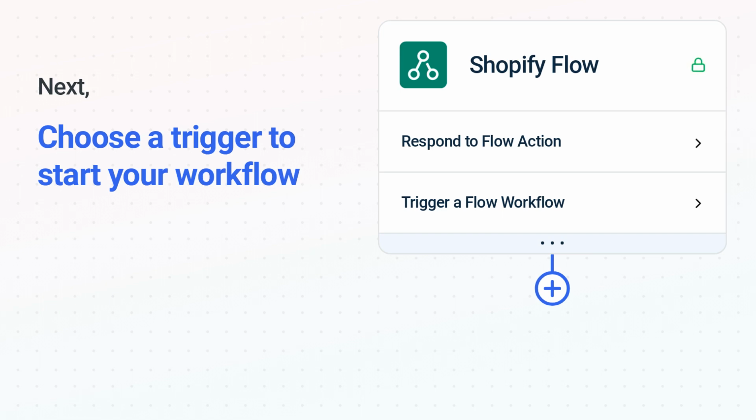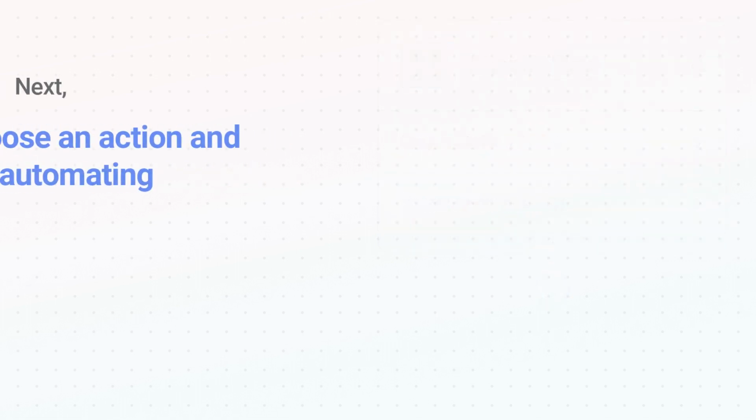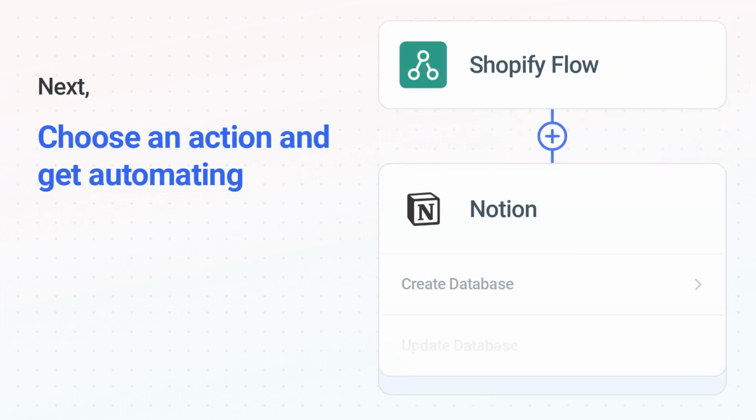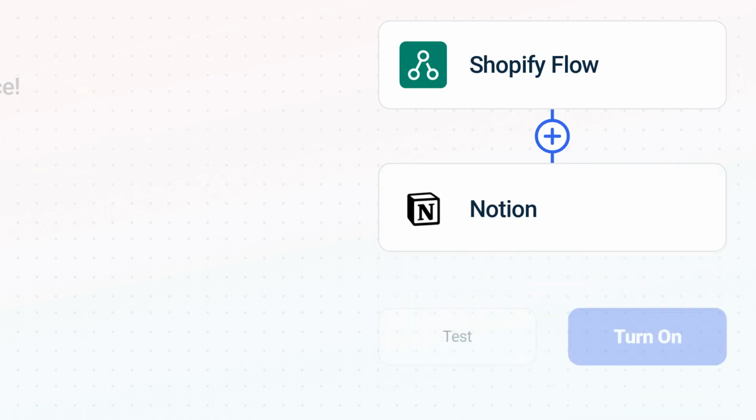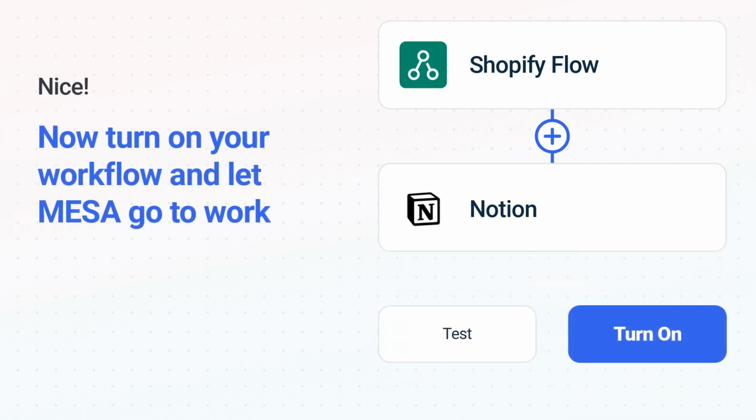The next part is the aha moment you've been waiting for. Then, choose the action event to happen in Notion. Use its various fields to personalize the details of your Shopify Flow to Notion workflow. Now, just turn on the Shopify Flow to Notion workflow and Mesa will start doing the work for you.